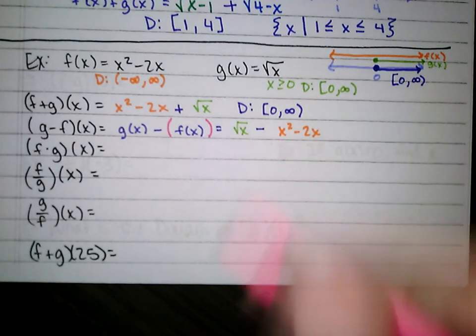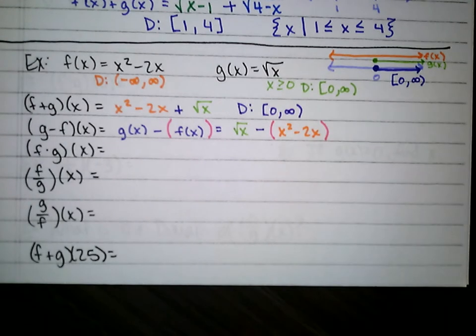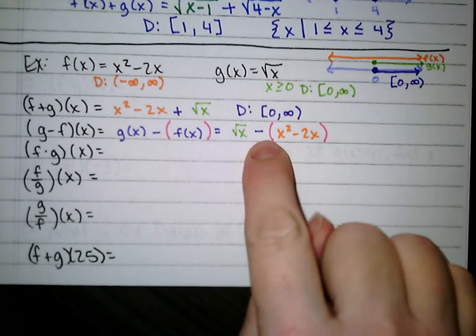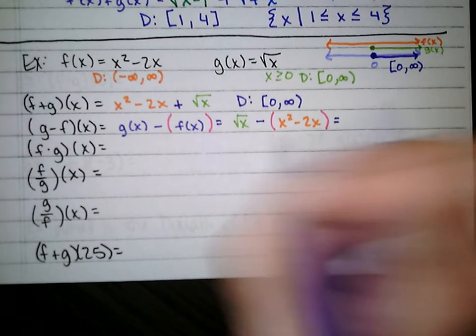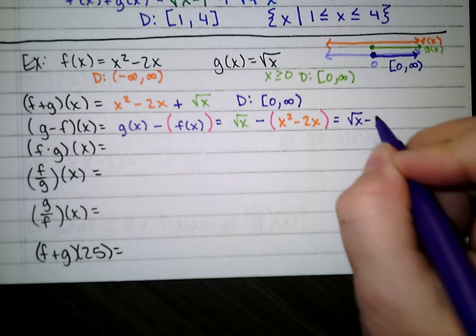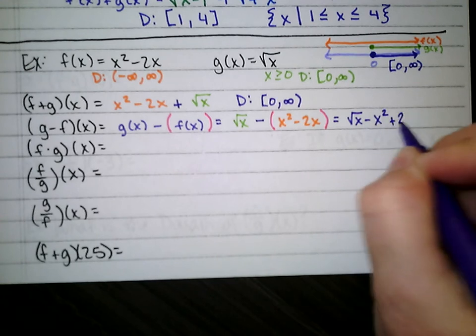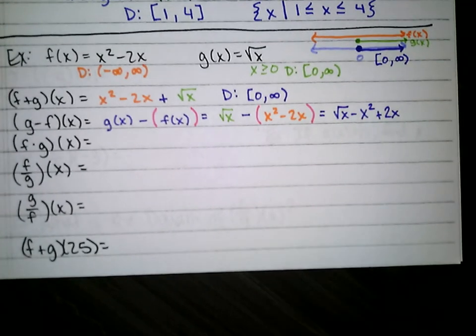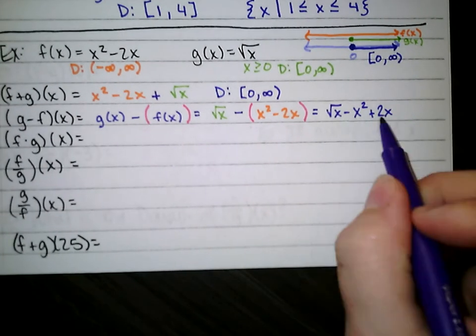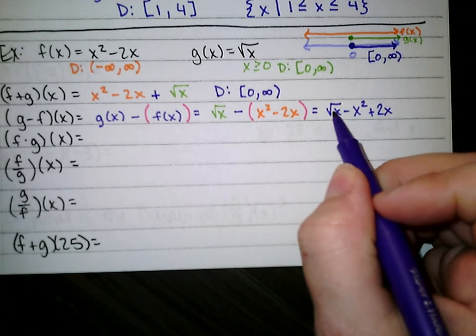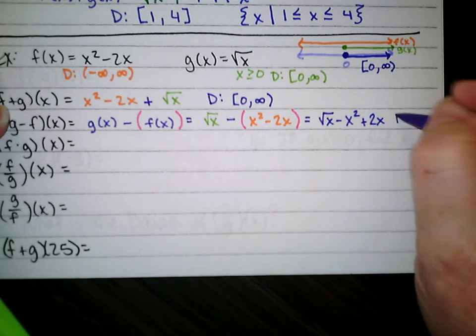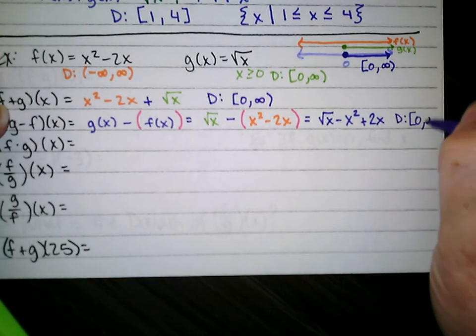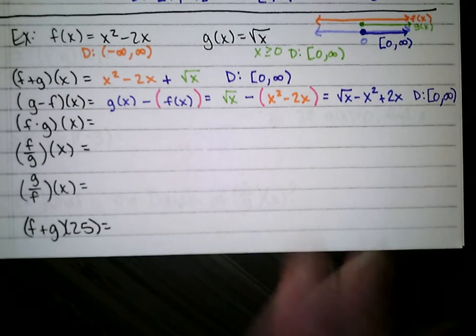And I want to make sure I get that second function inside parentheses, because that's going to remind me that that subtraction applies to all of those terms. So when I combine those together, then I have square root of x minus x squared plus 2x. So that's going to be my combined function, g minus f of x. As far as domain restrictions on the ending function, this is the only thing I'm seeing, which matches the original input functions. So the domain for this combined function will also be 0 to infinity, including the 0.